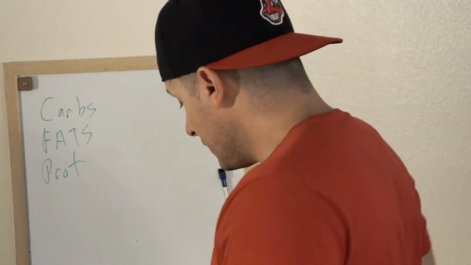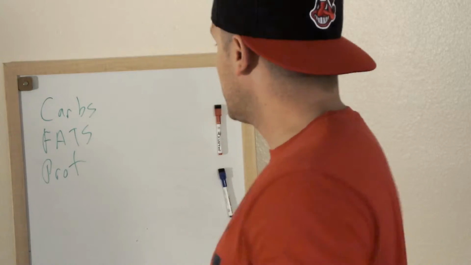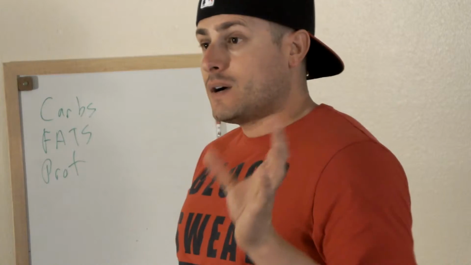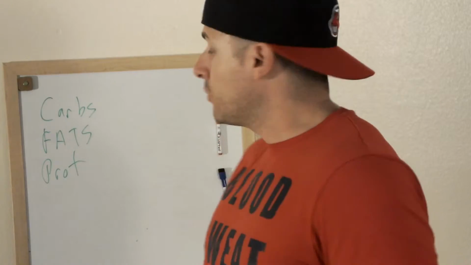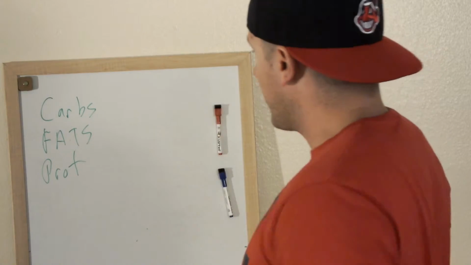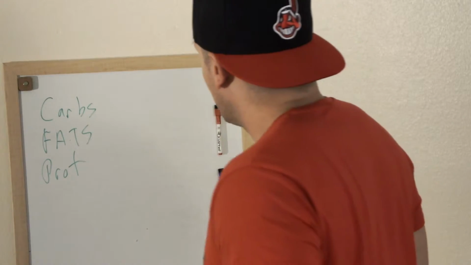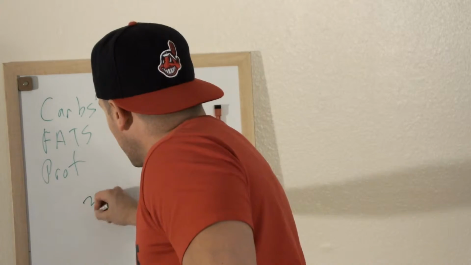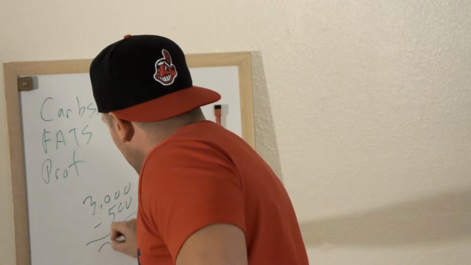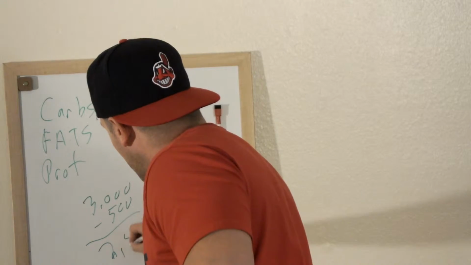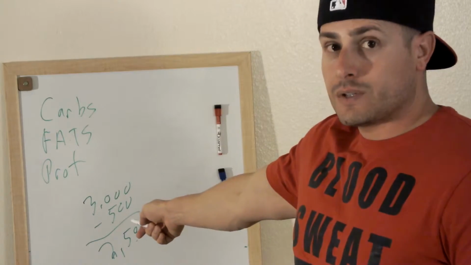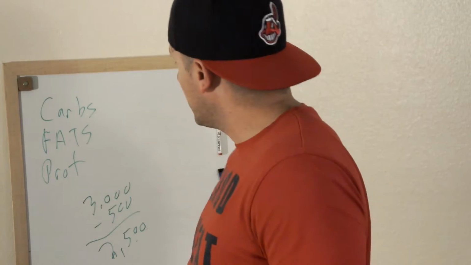So once you figure out your maintenance level, and throughout this video I'll put up my macro plan, and you'll see my calories along with the breakdown of carbs, fats, and protein. Let's say your maintenance level is 3,000 calories a day. You subtract 500 from that. So in order to lose weight, you're going to need 2,500 calories a day. That's 500 below your maintenance level.